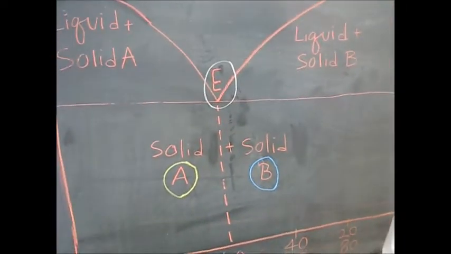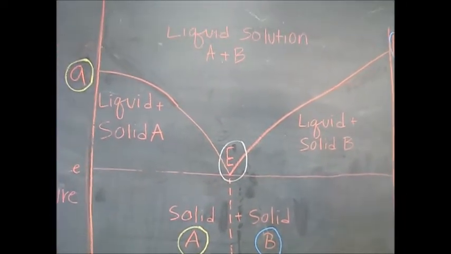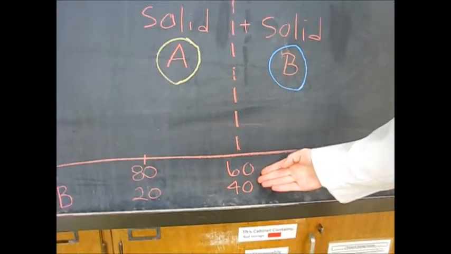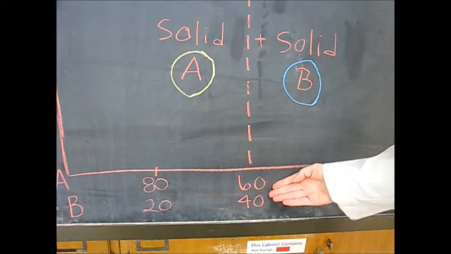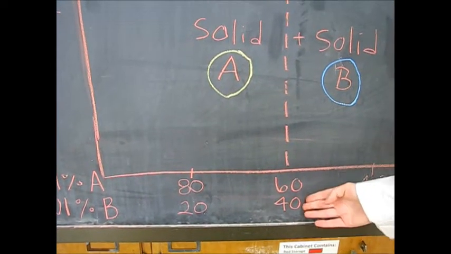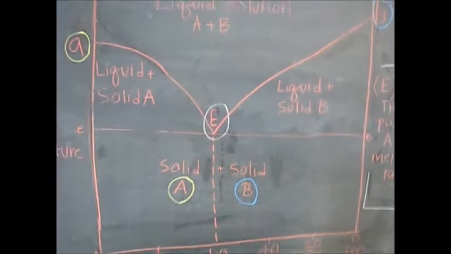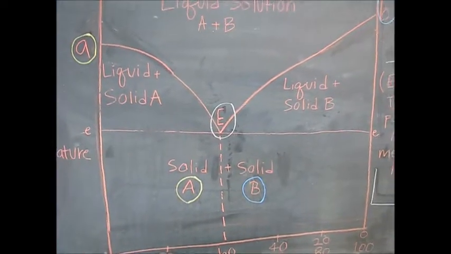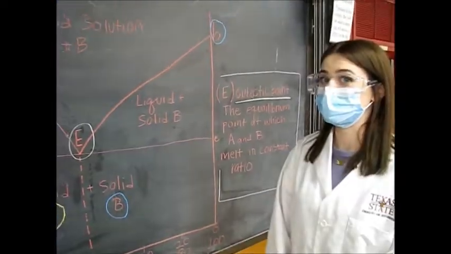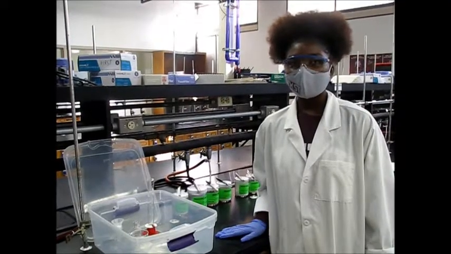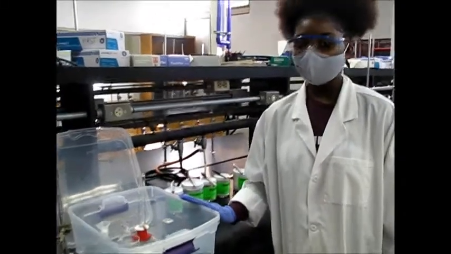So for this mixture, their eutectic point is when it is 60 mole percent A and 40 mole percent B. And every mixture has its own different eutectic point, right? Yes. Right.